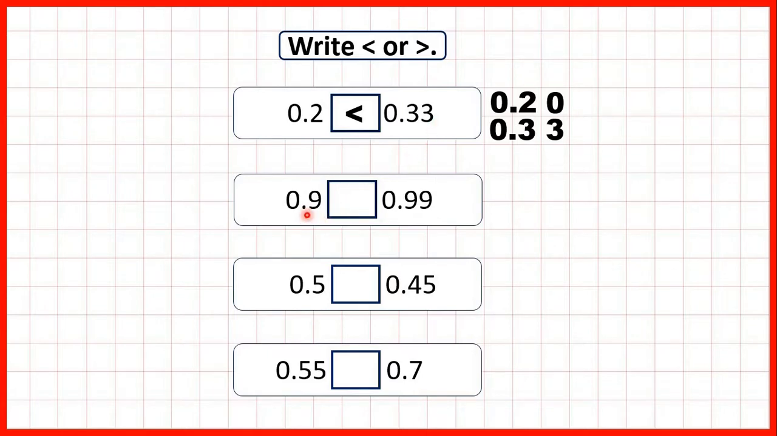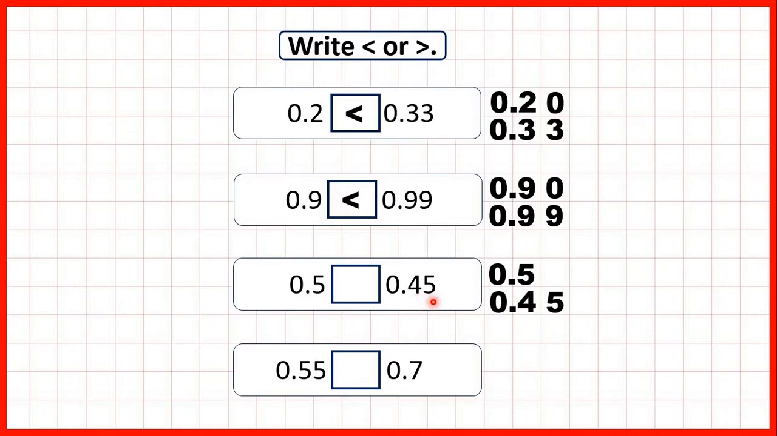Now we have 0.9 and 0.99. So again, we write out both numbers with the decimal points lined up, write 0 in empty squares, and now we compare the larger place values first. So both numbers have 0 ones and 9/10. But 0.9 has 0 hundredths and 0.99 has 9. So 0.99 is the larger decimal. Now we have 0.5 and 0.45.